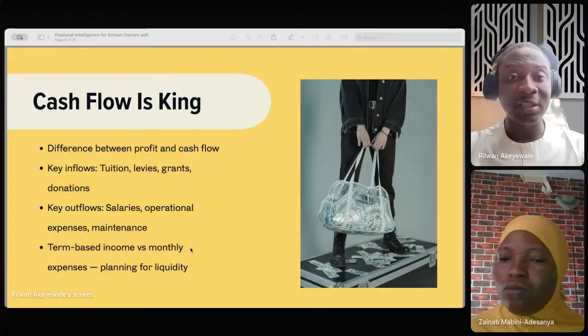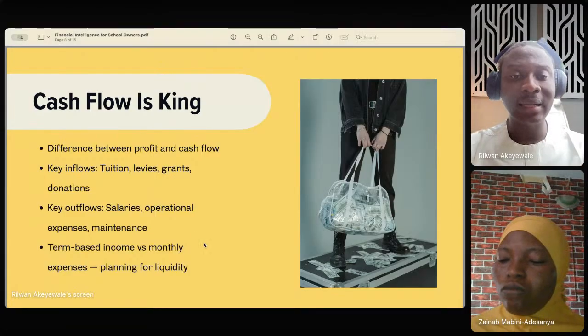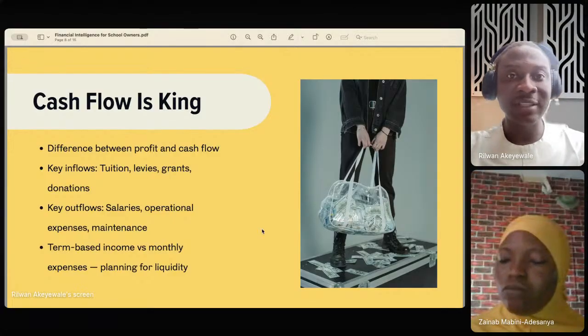Your expenses are timely, but your revenue is not. All right, your income is not timely. So you need to plan ahead that you stay liquid. You have enough money to tide you over the first month, the second month, the third month. All right.